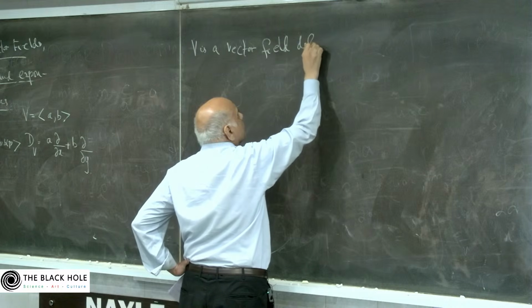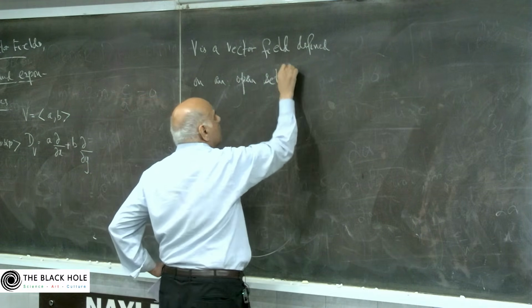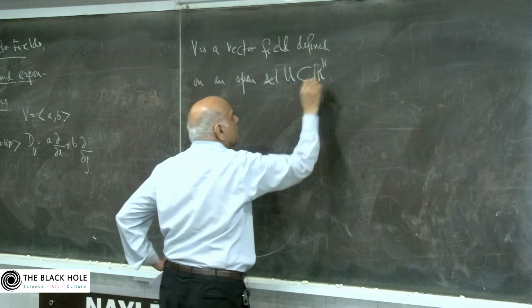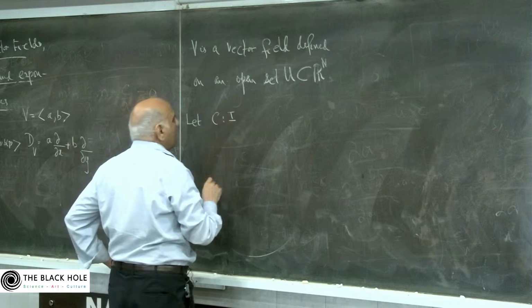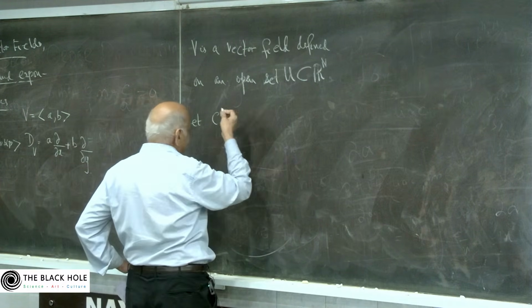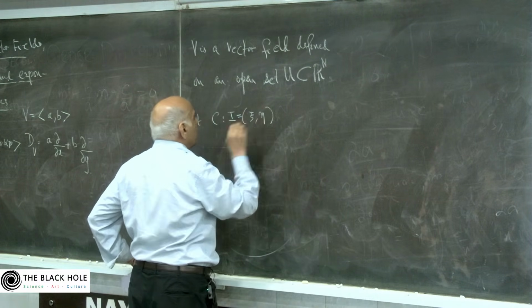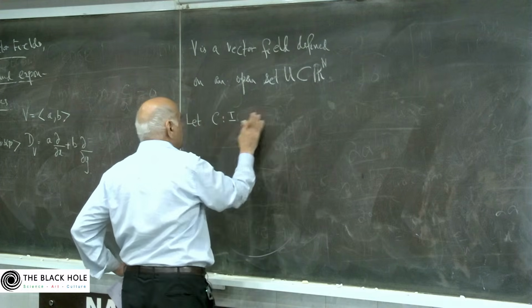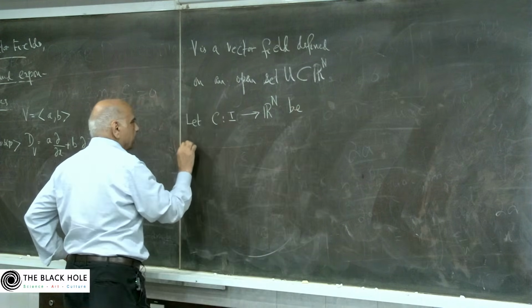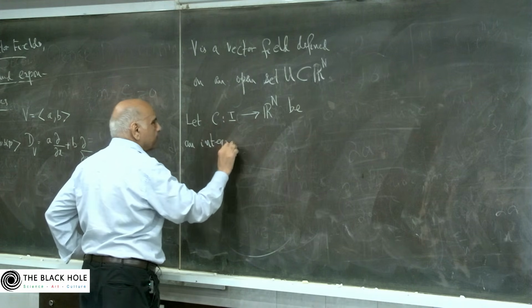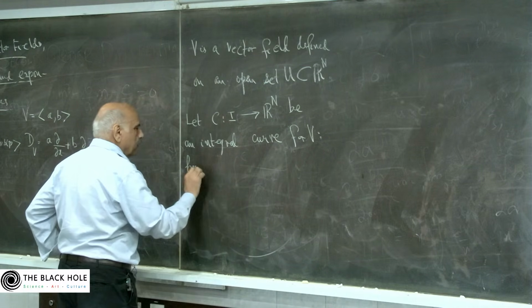defined on an open set U of Rn. Let c, from an interval I to Rn, be an integral curve of V. So here, of course, I is an open interval.